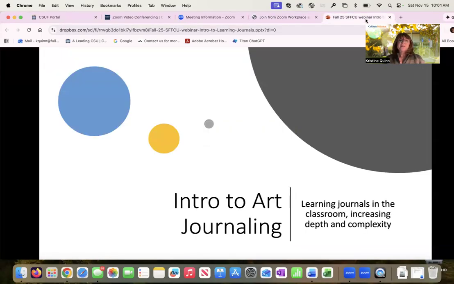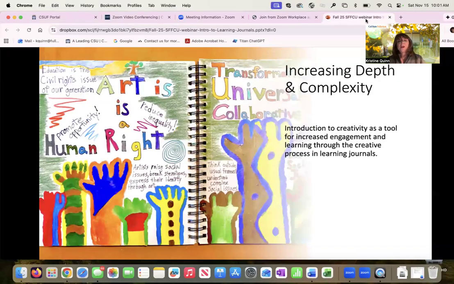And here we go. This is the introduction to art journaling, and this is a way to use a new tool to increase the depth and complexity of learning in your classroom. When we're talking about depth and complexity, we're talking about how students can delve into content in a way that is deeper than surface learning. We're going to use art journaling as a creative tool to increase engagement and deepen that learning while they are using the creative processes. And the tool that we're learning is called learning journals.